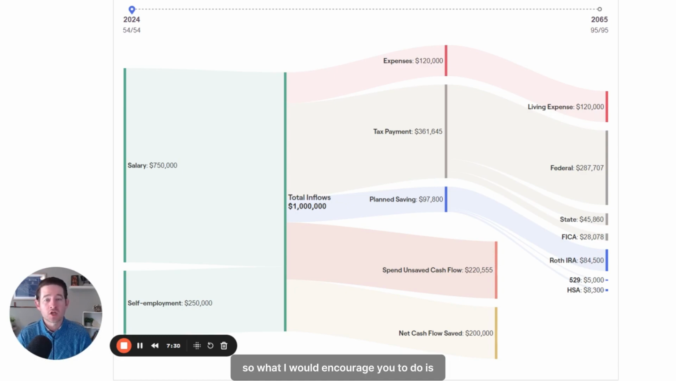So what I would encourage you to do is if you do not have one of these cash flow maps, I would recommend building it out, starting to look at, okay, what are my taxes going to be? What does it cost to be me? What do I need to save in order to meet my goals?